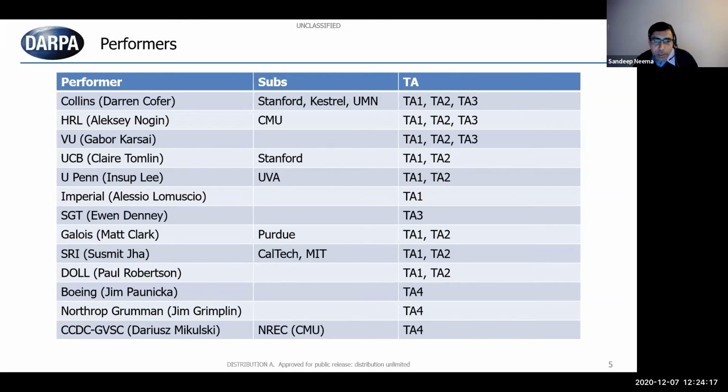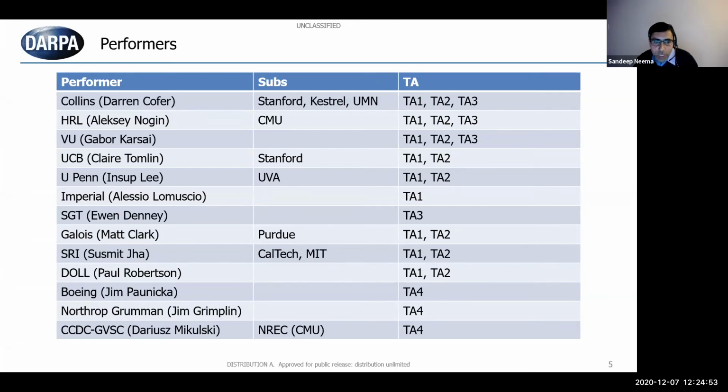HRL, Alexei Nogin, CMU, Andre Platzer works with them. Vanderbilt, Gabor Karsai, and he leads a group that includes Xenophon Kotsukas, who's doing some of the work on assurance monitoring, and Taylor Johnson doing formal verification work. Claire's group at UC Berkeley, Shankar and Sanjeev, they're working with Claire. And at Stanford, Dorsa works with them. Really some excellent work coming out of there. UPenn, in Supply, George Papas is on that team, Rajiv Allur, and a couple other people working with them.